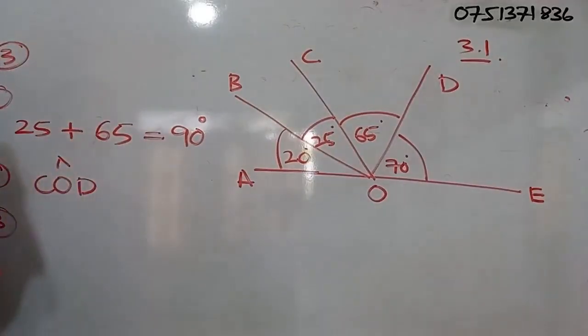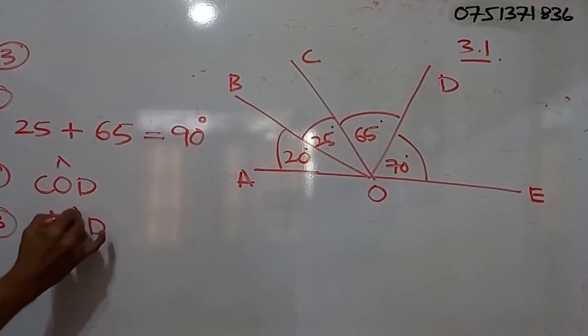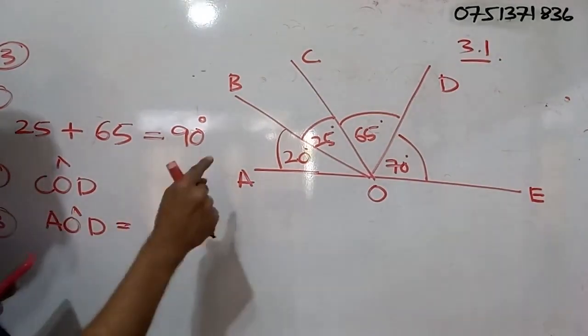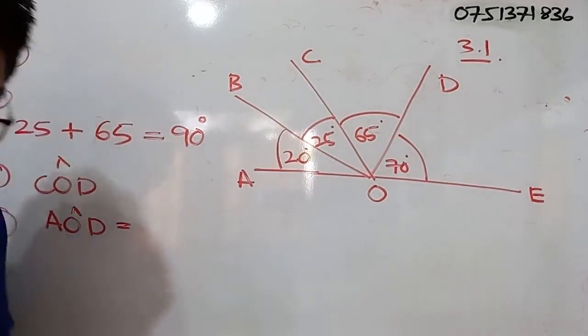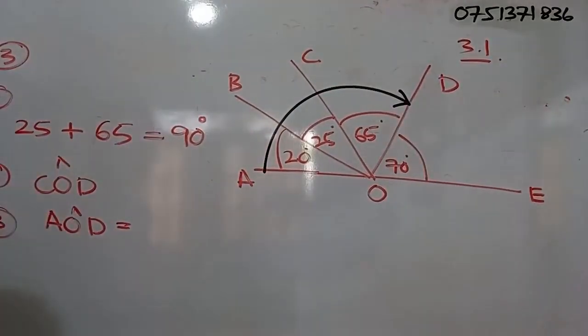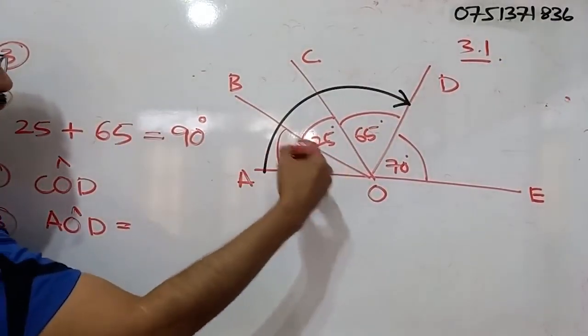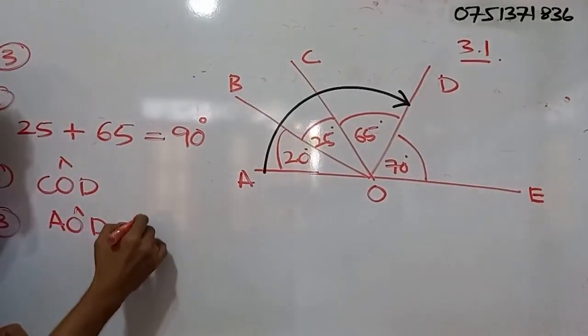AOD. So AOD is what? We know AOD is the complete angle, right? From here to here, that is AOD. So when we take the whole angle, what is that?